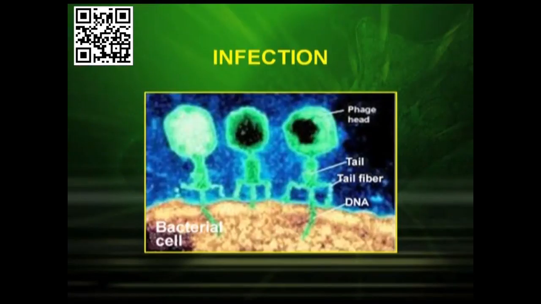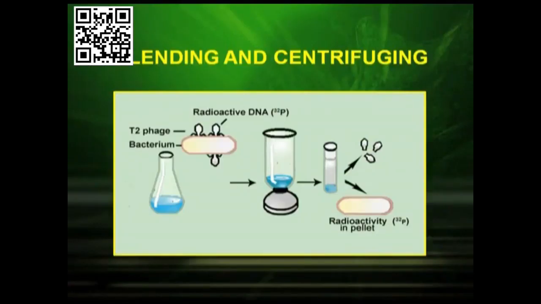The first step of the experiment was infection. That is, the bacteria were infected with the bacteriophage. Now, they used two types of radioactivity. The one was P32 and the other was S35. After infection, the next step was blending and centrifuging.